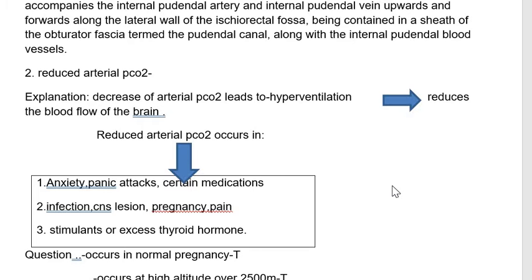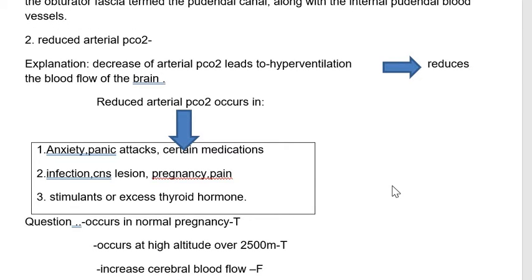Question number 2. Reduced partial pressure of carbon dioxide. A decrease of the arterial pressure of carbon dioxide leads to hyperventilation. It reduces the blood flow to the brain. Reduced arterial partial pressure of CO2 occurs in anxiety, panic attacks, and certain medications. It can occur in infections, central nervous system lesions, pregnancy, and also pain. It can be due to stimulants or excess thyroid stimulation.